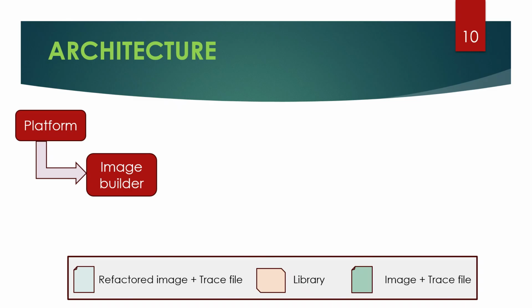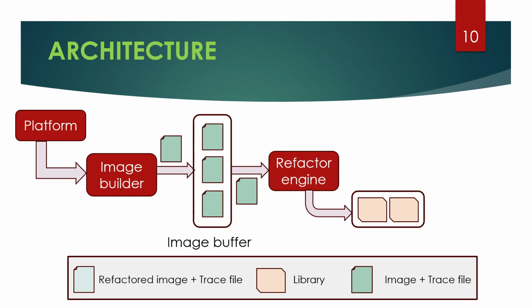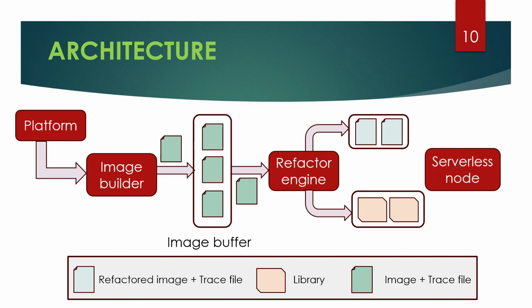The container image and the trace file are then forwarded to the refactor engine. The refactor engine separates the library files and stores them in a shared library partition, while the remaining files are packaged into a refactored image that complies with the OCI standards. The serverless platform then pulls the refactored image and the needed library files from the remote registry in parallel.